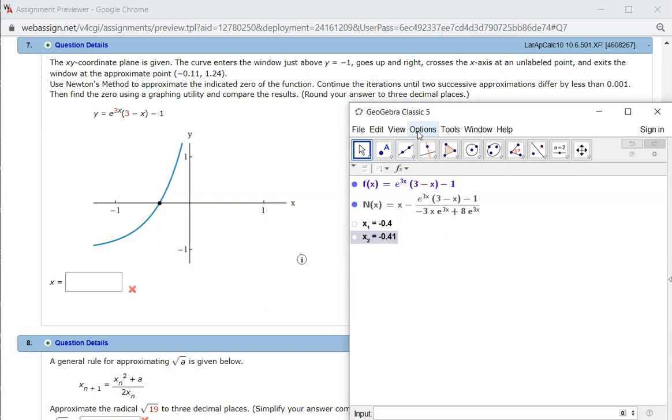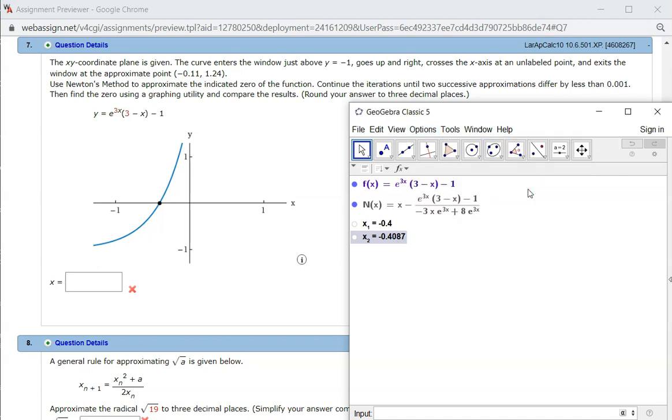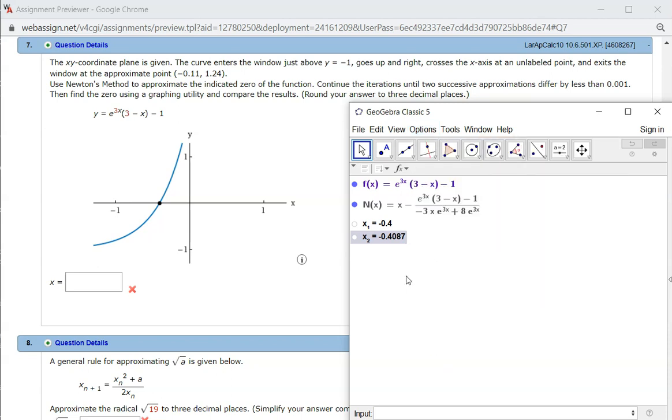We want to see a little bit more precision, so I'm going to change that to 4 decimal places. Go to options, rounding, and then choose 4 decimal places. So we have that, and that's the x2 value.